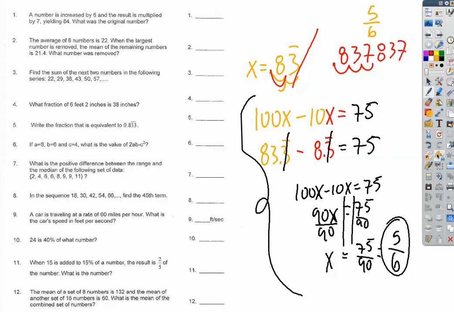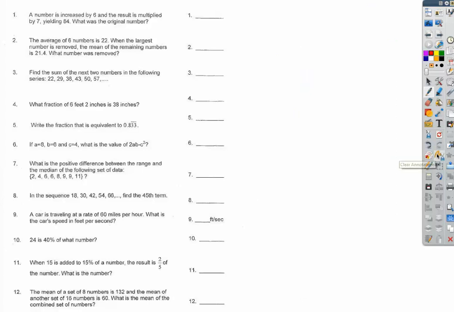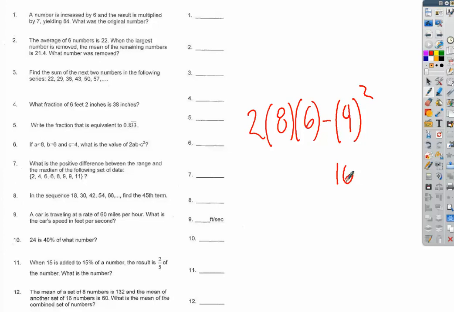All right. So number 6. I have 2 times A. A is 8. B is 6. Minus. Oops, sorry. Minus C, which is 4 squared. 4 squared is 16. So that's 12. 12 times 8. So I'm multiplying it, and I get 6, carry the 1, 96, sorry. 96 minus 16, and the answer to that is 80.